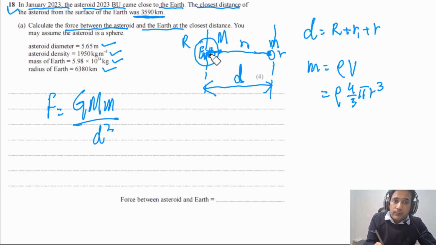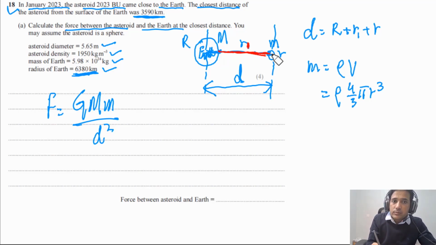But the radius of Earth we cannot ignore, because the radius of Earth is 6,380 kilometers. And this is 3,590 kilometers. This is the distance from the surface. So in this case, let me explain to you. This distance is given to you. From the surface of Earth, the closest distance value is given.